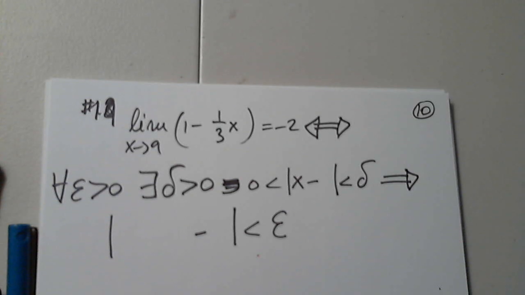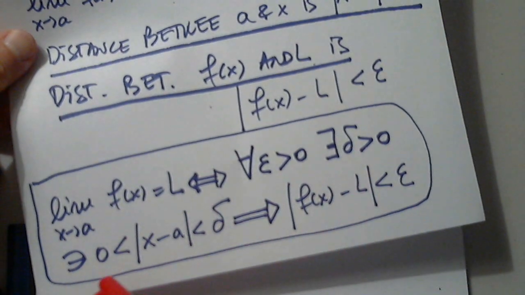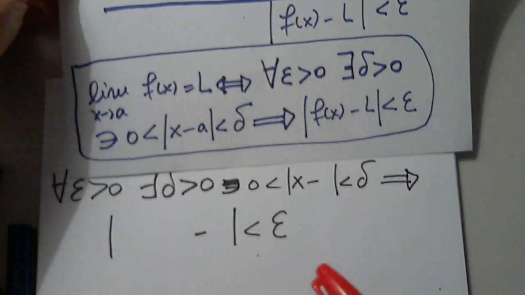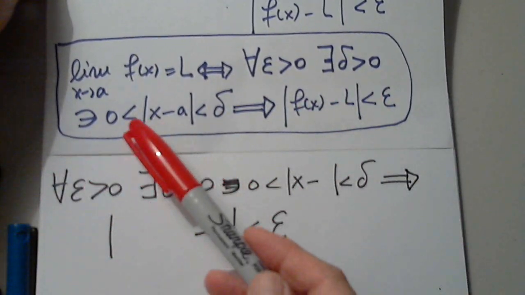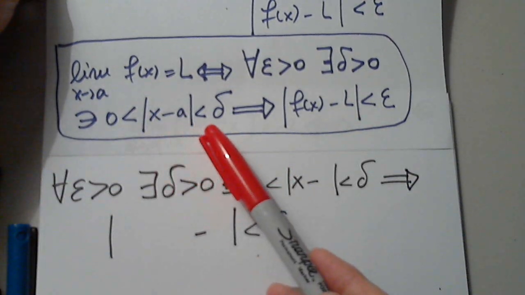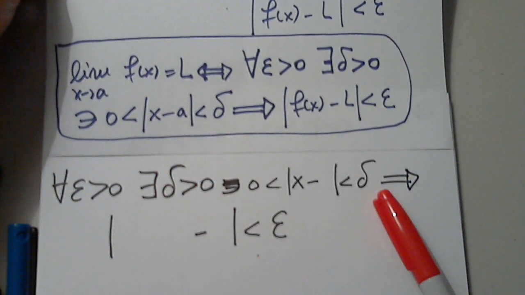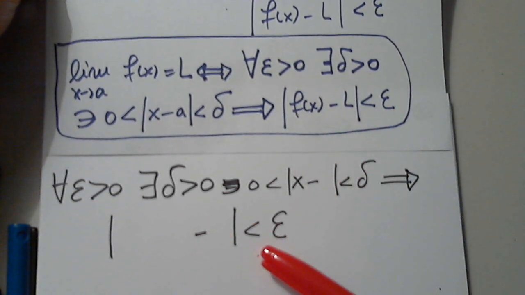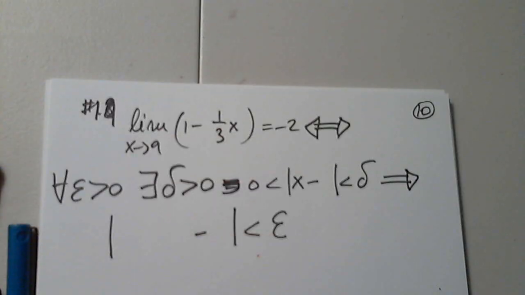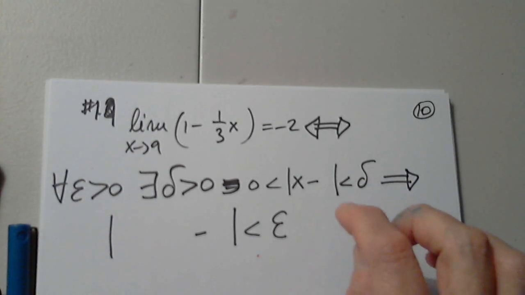Professor, I'm lost. I'm sorry? I'm lost. I'm only following this step by step. So for every epsilon positive, there exists a delta positive such that when I pick x minus a, so x close to a less than delta, this will imply f of x minus the limit less than epsilon. So what goes in here?